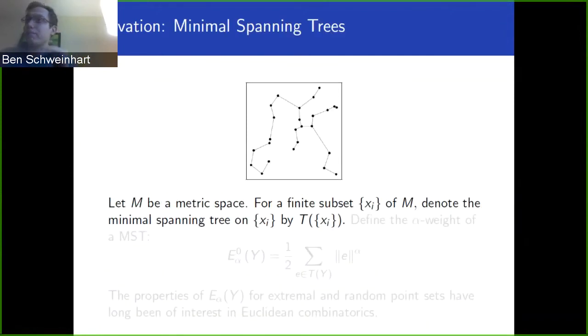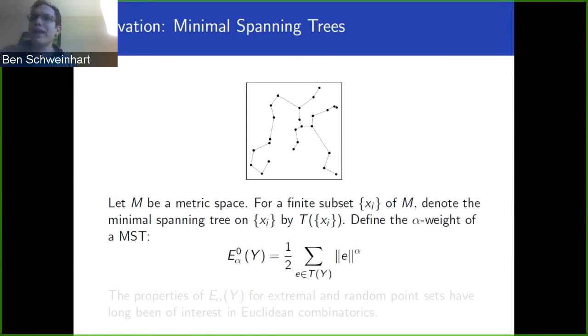Just to get briefly to the second thread of motivation for the work I'm presenting in this talk, it comes from the literature on minimal spanning trees. If M is a metric space and we take a finite subset of it, we can look at the minimal spanning tree, that is, the spanning tree with the smallest length. This can be found by Kruskal's algorithm.